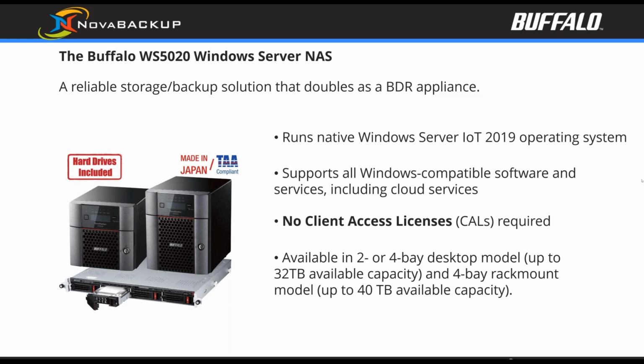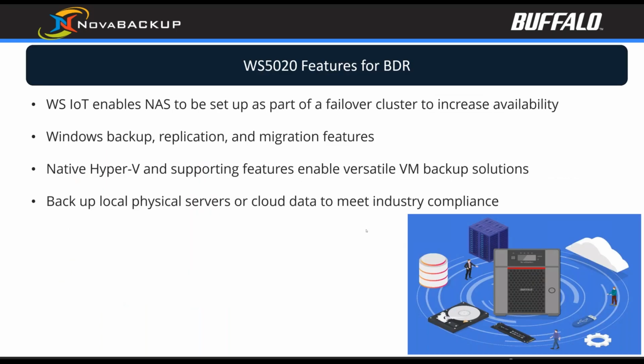And for the NAS itself, Buffalo is making it available in 2-bay or 4-bay desktop models with up to 32 terabytes of available capacity, and 4-bay rack mount models with up to 40 terabytes of available capacity. And Nate, if you don't mind going to the next slide, I'll introduce some of the BDR functions of the operating system.